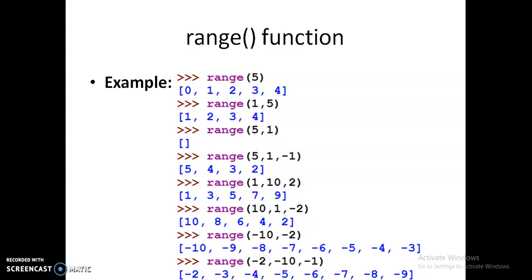Next, range of minus 10 to minus 1 with a difference of 2. Then it generates the values from minus 10 to minus 3, that is minus 2, minus 1 to get the last value. So next, range of minus 2 to minus 10 with a difference of minus 1. Then it generates the values from minus 2 to minus 9.